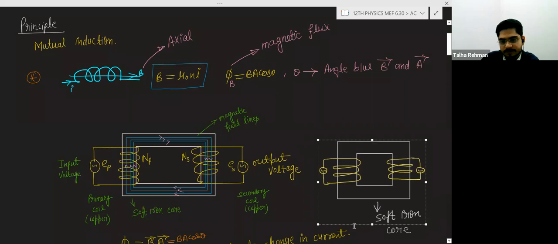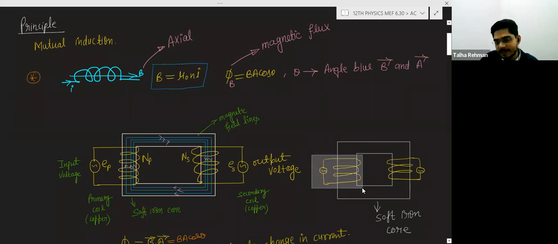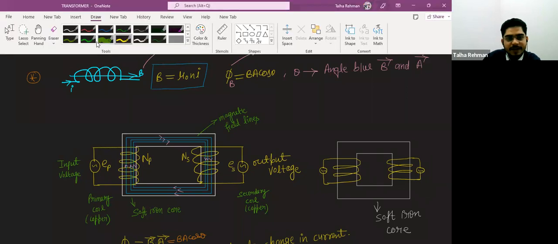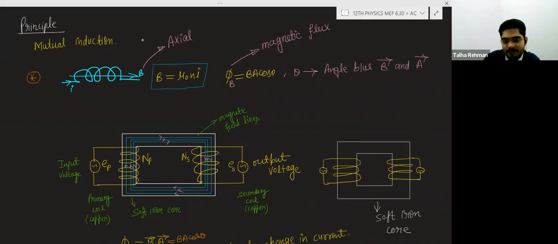See this part, the winding of wire like this. This thing I have done here. Basically, this is a soft iron core, and on the soft iron core, here is winding, and here is winding. So basically, there are two types of winding in the case of the transformer, primary and secondary winding. So this is the primary winding, this is the secondary winding. And here these are the magnetic field lines.